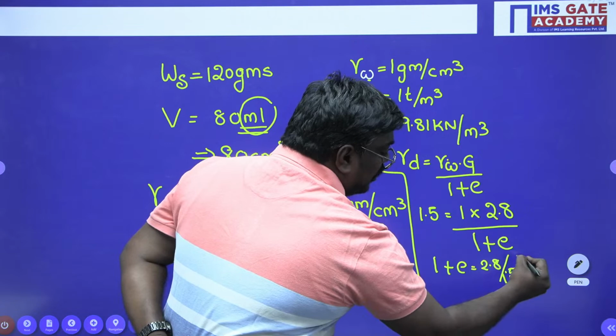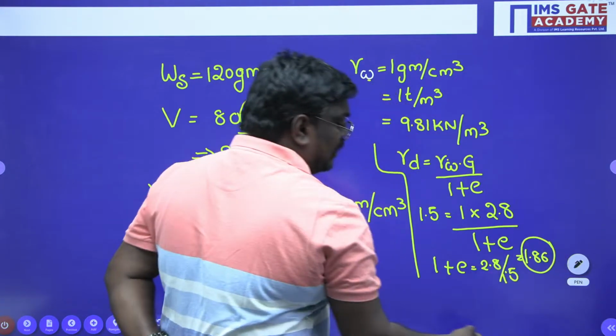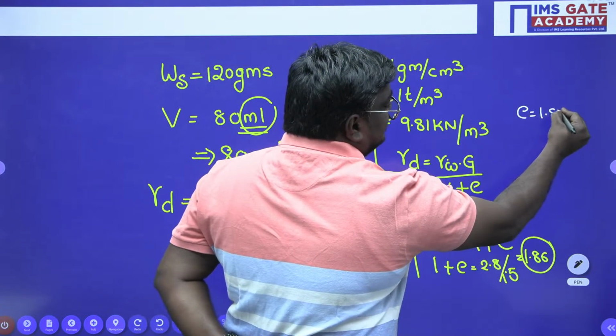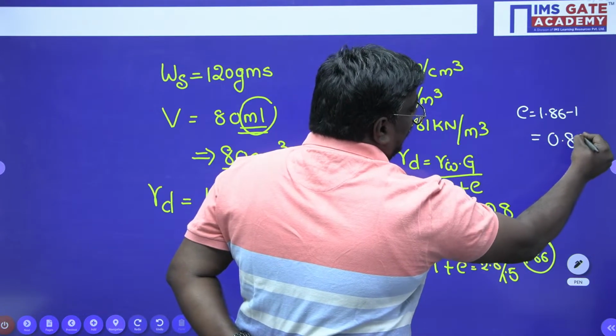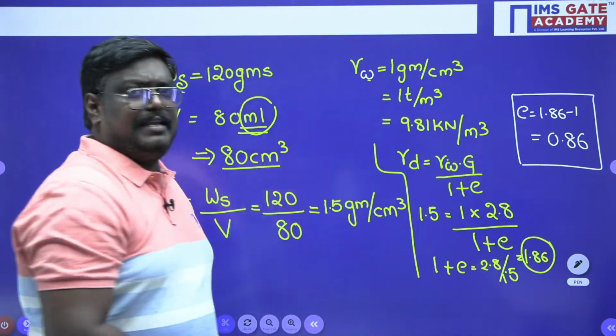That will be equal to 1.86. That will be equal to how much, my dear students? 1.86. On solving, e can be taken as 1.86 minus 1. So this will be equal to 0.86. Any queries in this calculation of void ratio, my dear students?